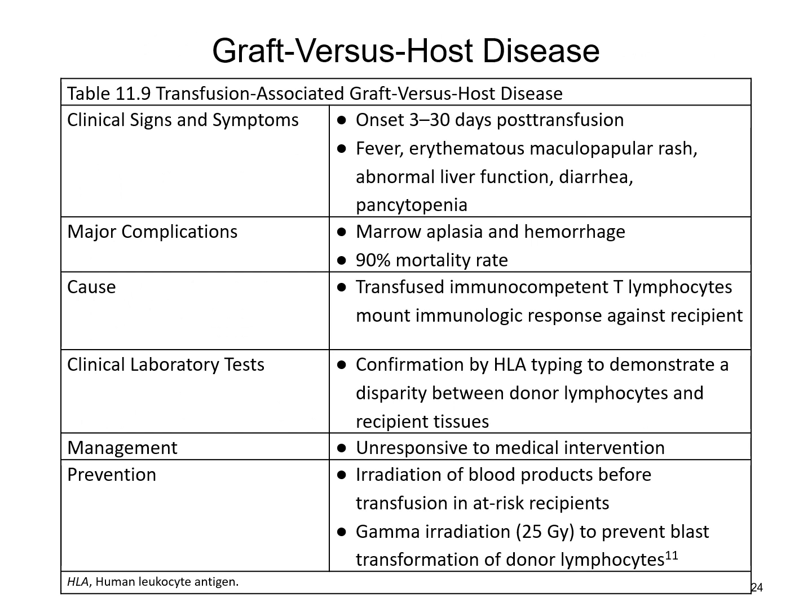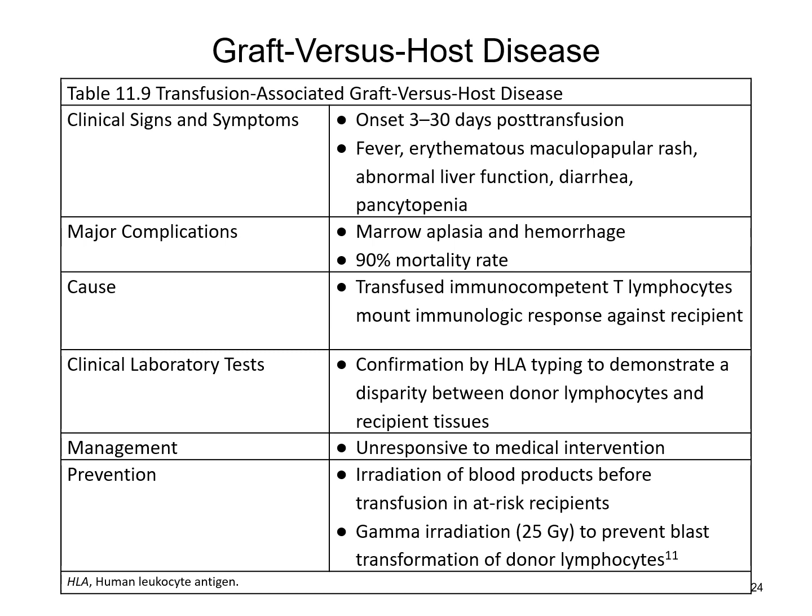Graft versus host disease. With this, you're going to see the onset within 3 to 30 days after the transfusion. The patient will start with a fever, a rash, abnormal liver function, diarrhea, pancytopenia, and then from there the bone marrow can go aplastic. They can actually start to hemorrhage, and then there's about a 90% mortality rate.